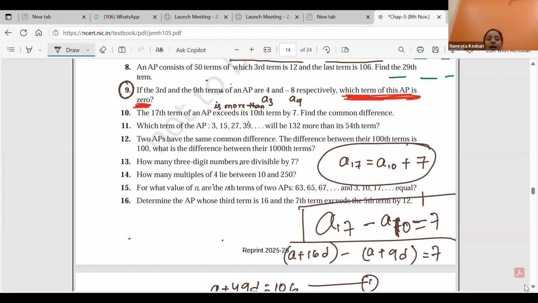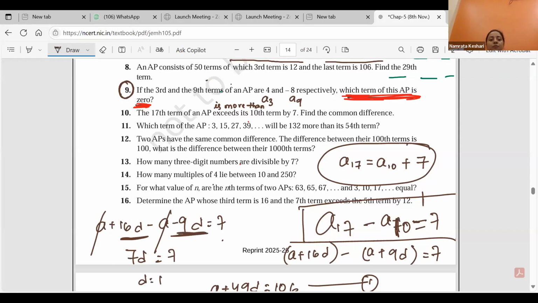Yes. Now we will open the bracket. a plus 16d minus a minus 9d is equal to 7. a is gone. 16d minus 9d is 7d, that is 7. d is equal to 1. Without solving two equations, with just one equation, we got the d value. Why? Because a cancelled out.